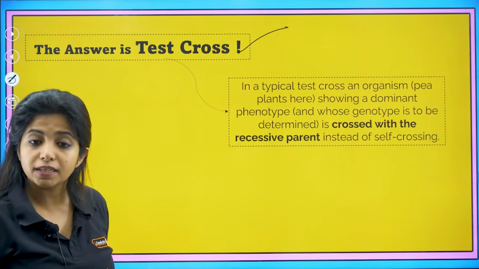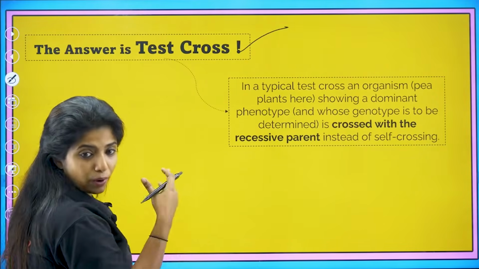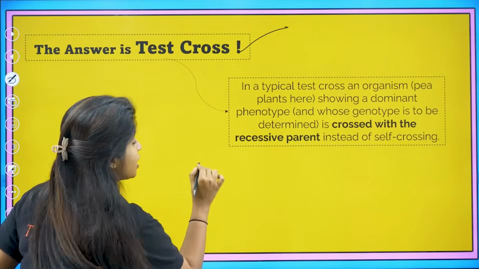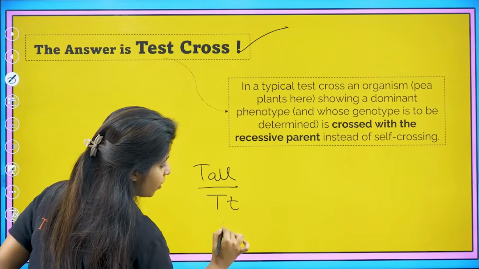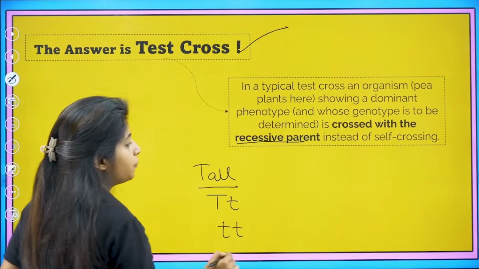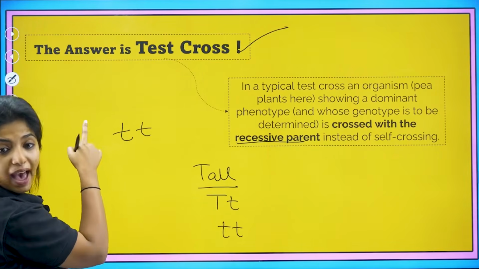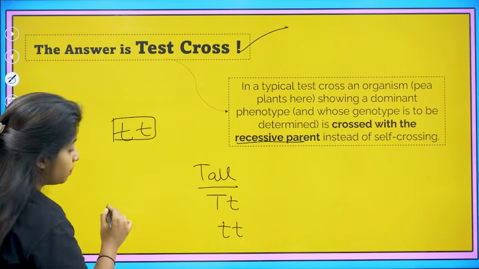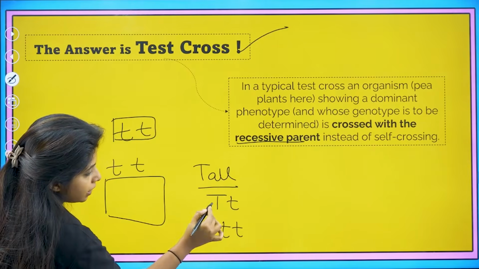What exactly happens in the test cross, my dear children? You basically cross the organism which has the dominant phenotype, which can be this or this, with the recessive parent, that means small t, small t. So you are going back and crossing specifically with the recessive parent. What's the use of it, ma'am? Let's see.